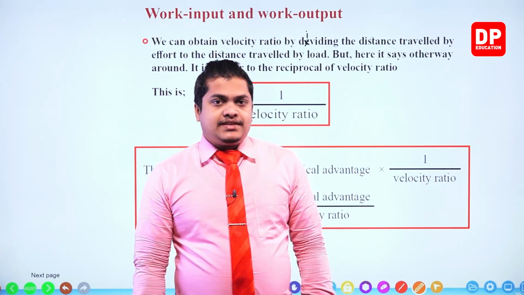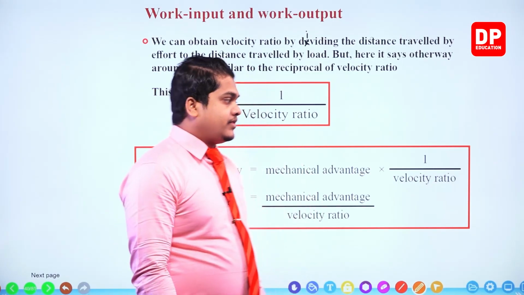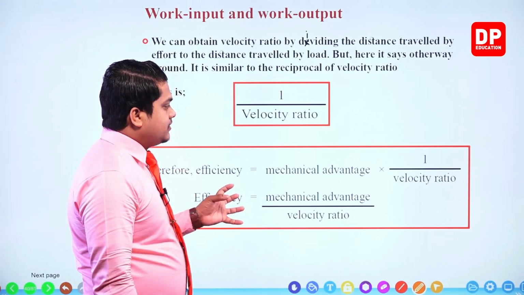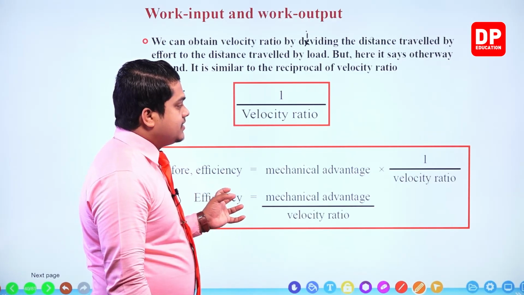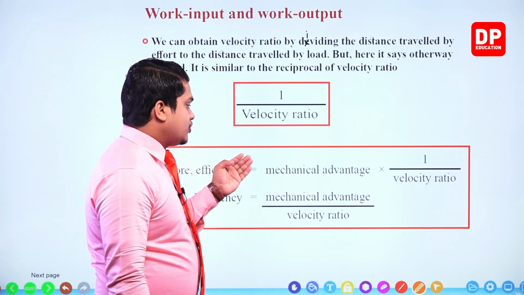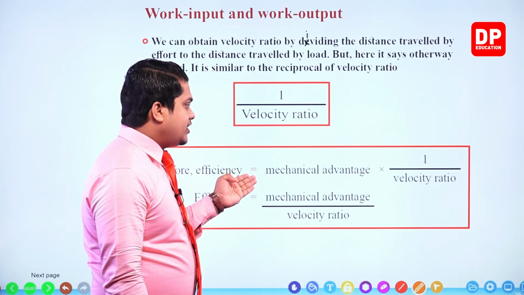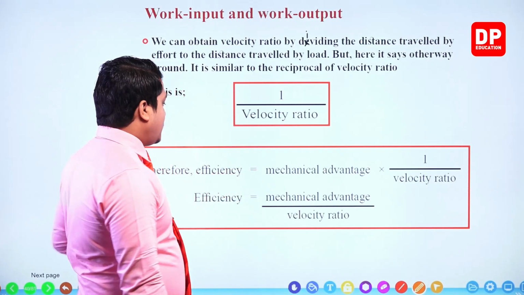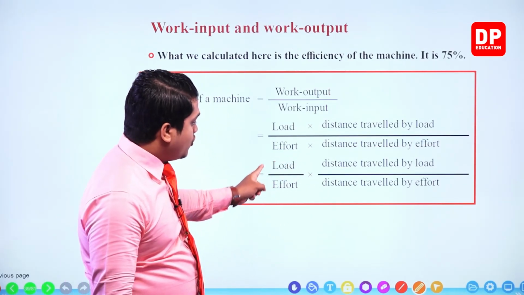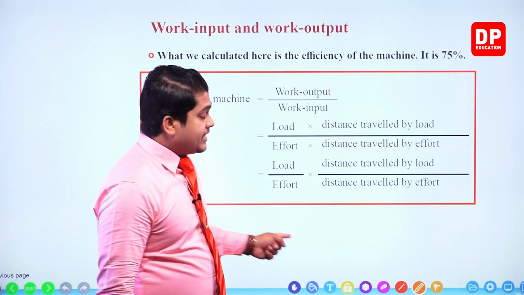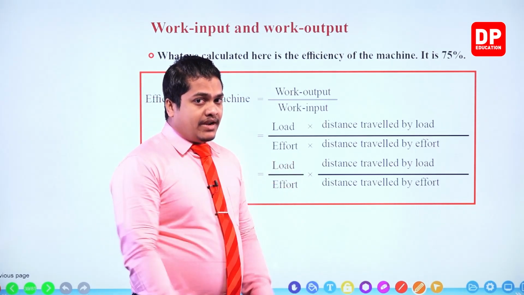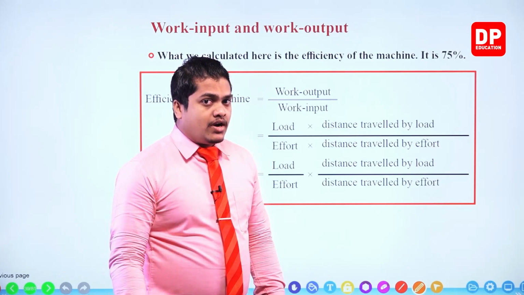Okay, so this is how to find out the efficiency of a certain simple machine. You take the mechanical advantage by dividing what by what? Mechanical advantage is equal to load over effort. So you take the load divided by the effort, and get the mechanical advantage.